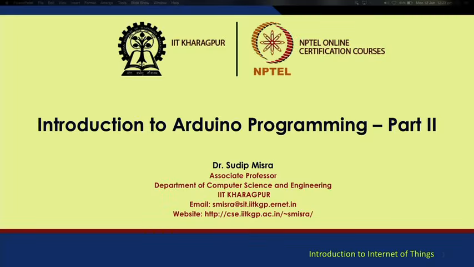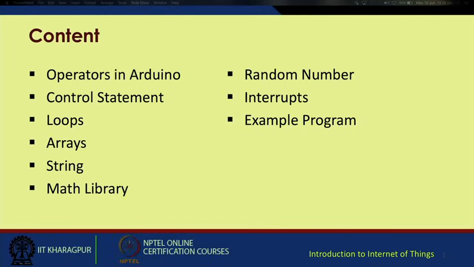Hi, now we'll continue with the introduction to Arduino programming. This will be the second part and the continuation of the previous one. So we'll cover the basic topics: the operators in Arduino, control statements, loops, arrays, strings, the mathematics library, random numbers, interrupts, and the example program, which will be a bit more complicated than the previous one.